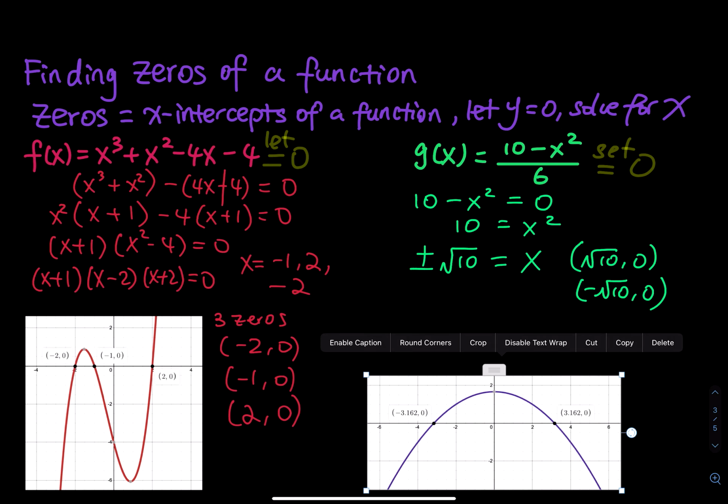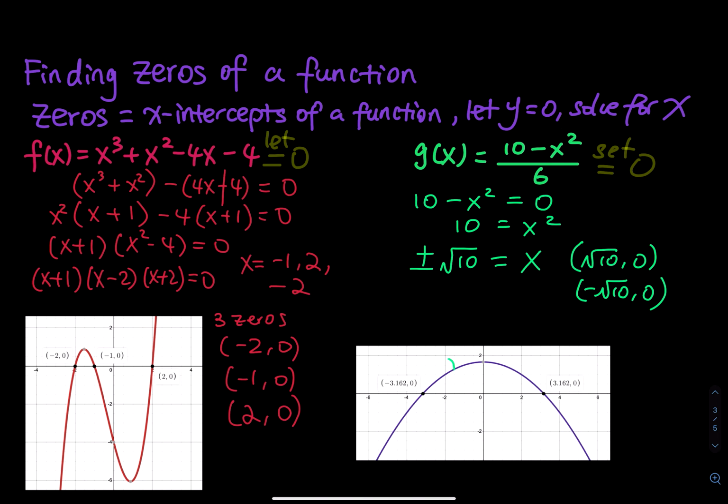And then here is the graph. Do you see that there are two zeros? One right here and then one right there. Just like that, they are the x-intercepts.